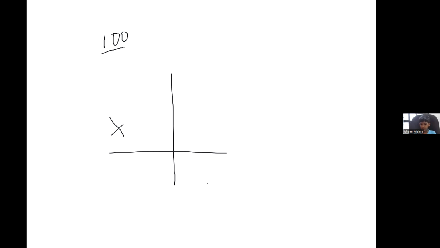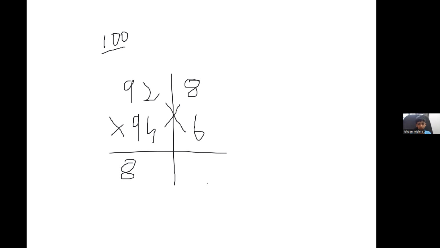So, our last question is 92 times 94. 100 minus 92 is 8. 100 minus 94 is 6. Subtract either of these two, we will get 86. If we multiply these two, we will get 48. We got our answer, 8648.